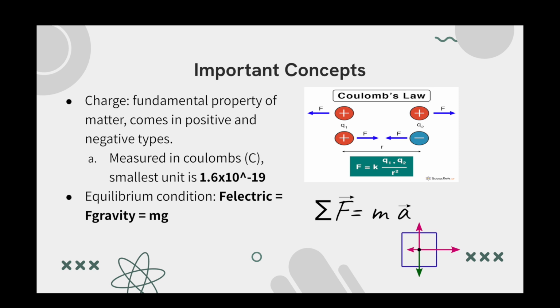In our case, when the upward electric force balances the downward gravitational force on the floating tape, we have F electric equals F gravity equals mass times gravitational acceleration.